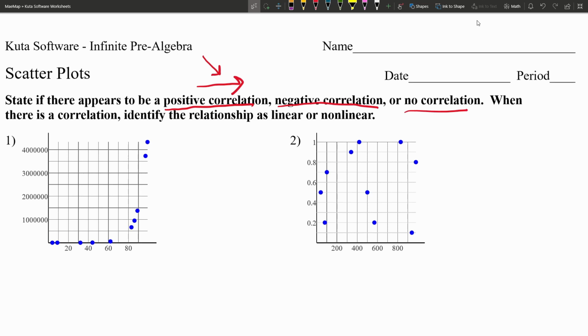And no correlation would be if, as we go to the right across our scatter plot, there's not a positive trend, so the points don't seem to increase overall, and they also don't seem to decrease overall. They're just kind of scattered around. The next set of directions is that when there is a correlation, we need to identify that relationship as linear or nonlinear. Linear, think of a line. Nonlinear, think of a curve. So let's jump in to number 1.